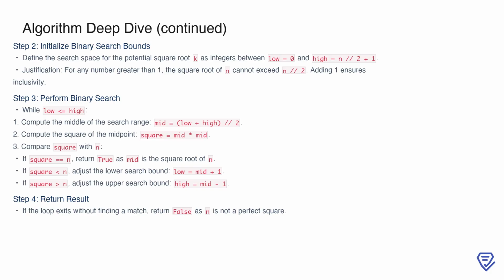With the search space defined, we perform binary search. While low is less than or equal to high, we calculate the midpoint of the current range as mid equals (low plus high)//2. We then square this midpoint to get square equals mid times mid and compare it to n. If square equals n, we found the square root, and we return true. If square is less than n, it means mid is too small, so we adjust the lower bound to low equals mid plus 1. Conversely, if square is greater than n, mid is too large, and we update the upper bound to high equals mid minus 1. If the loop completes without finding a match, we return false, concluding that n is not a perfect square.